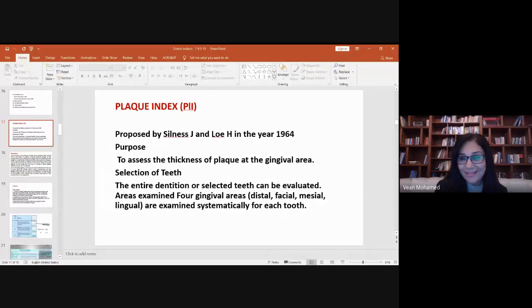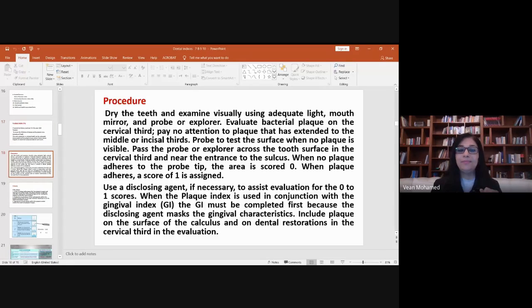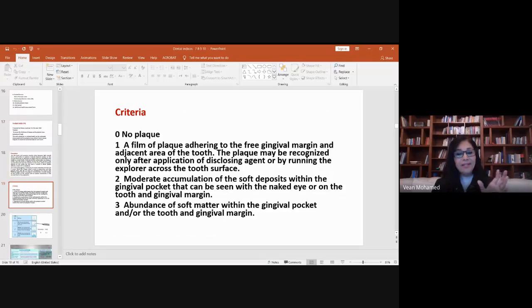All lecture today? First one, the plaque index. It is an index to assess the thickness of plaque. The entire dentition will be examined to see if there's plaque or not. The criteria for plaque: the method is to move the explorer around the teeth, all surfaces of each tooth.